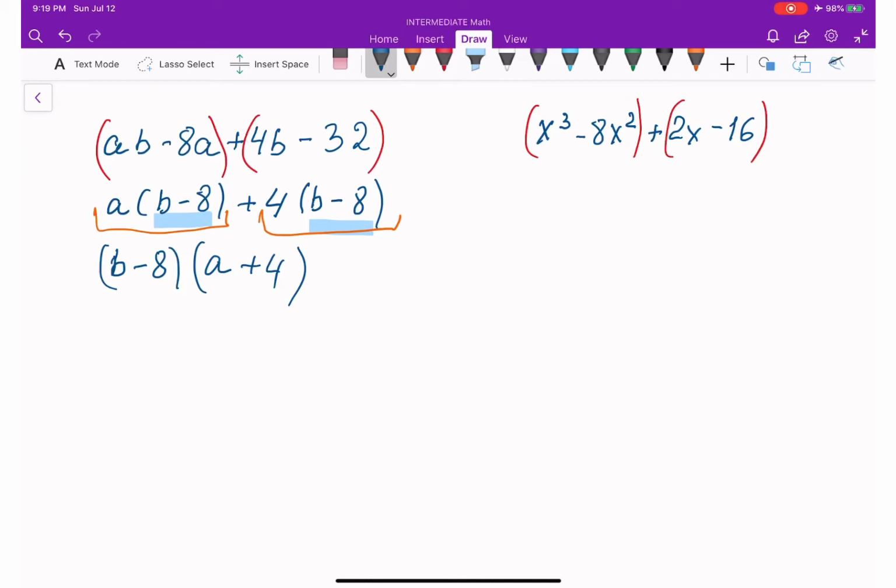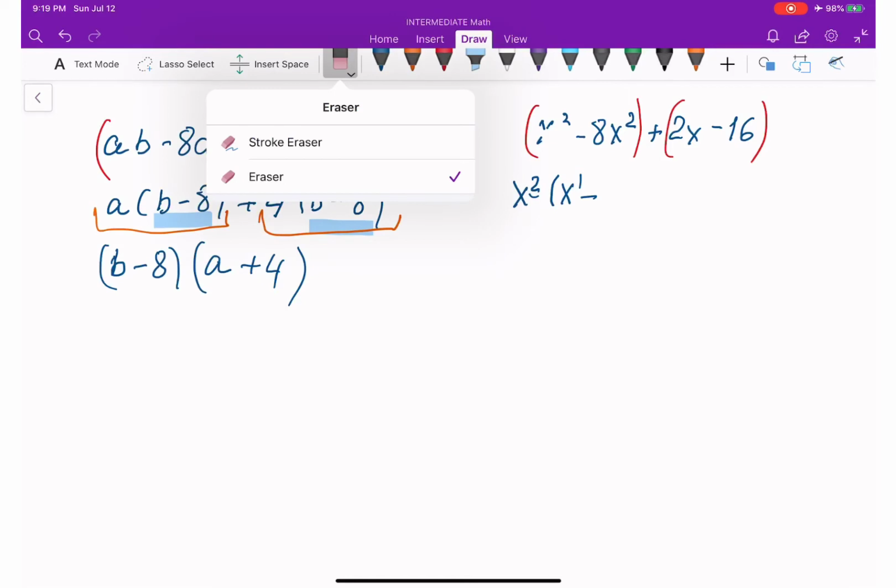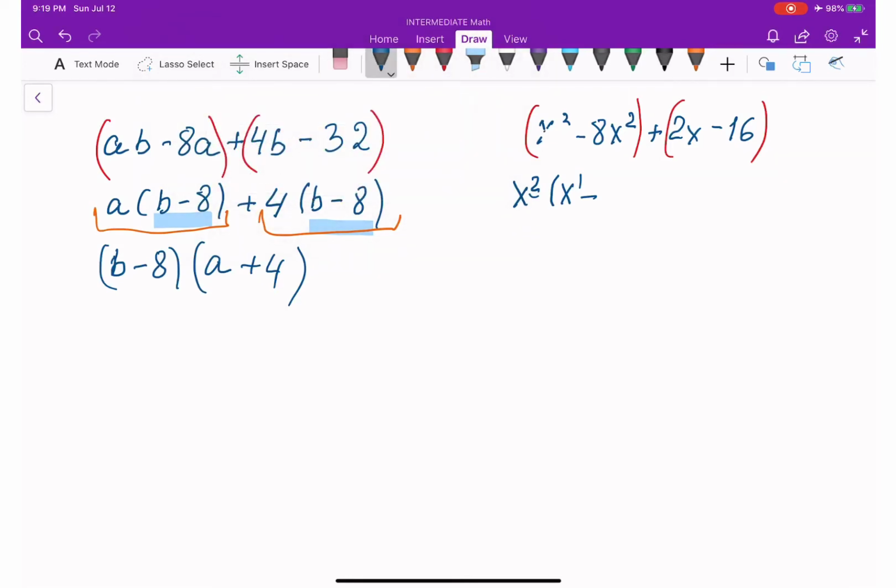Let's see, x cubed minus 8x squared. What can we take out here? X squared, right? And what will be left in parentheses? X cubed divided by x squared will leave x, because 3 minus 2, the exponent will be degree 1. And negative 8x squared divided by x squared will leave negative 8.